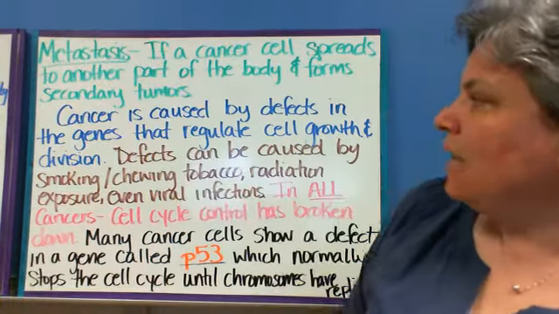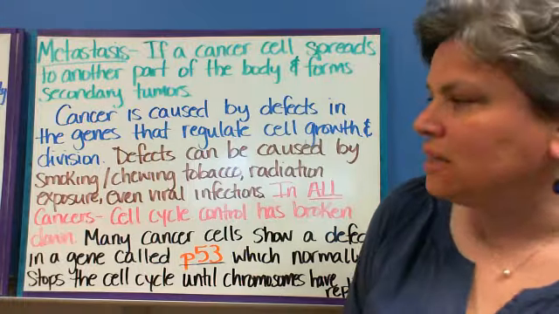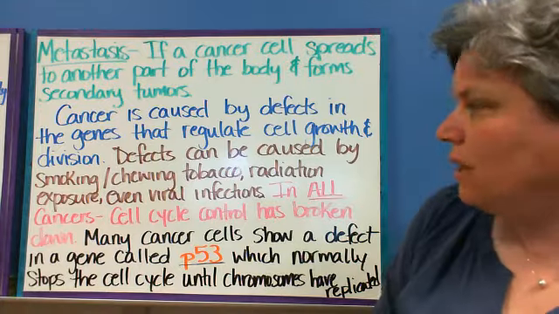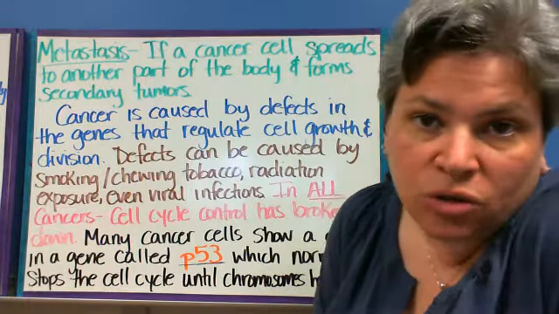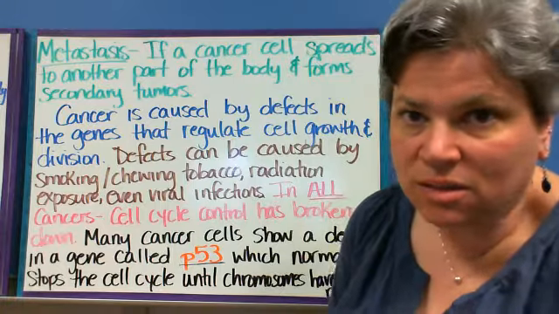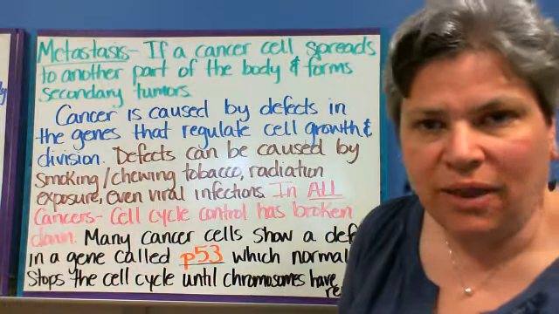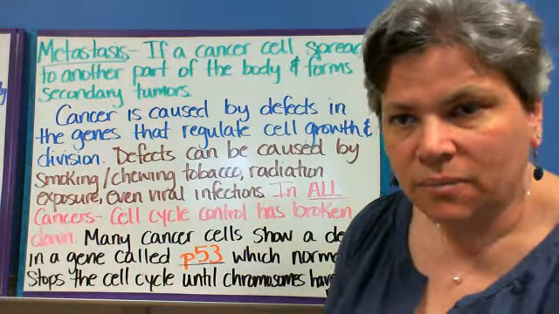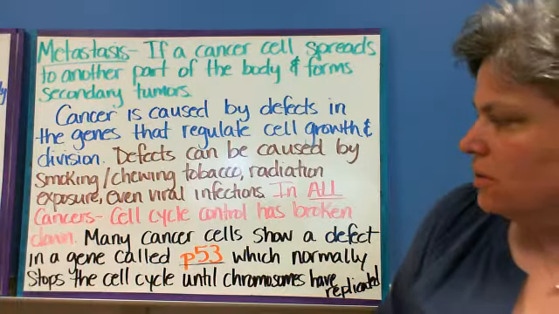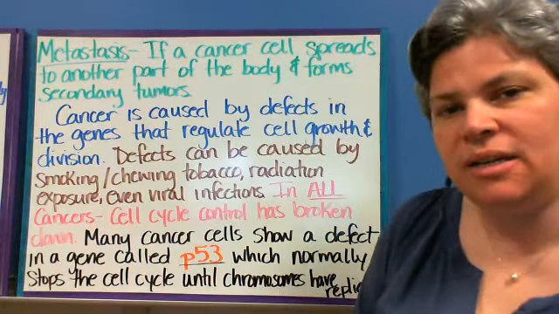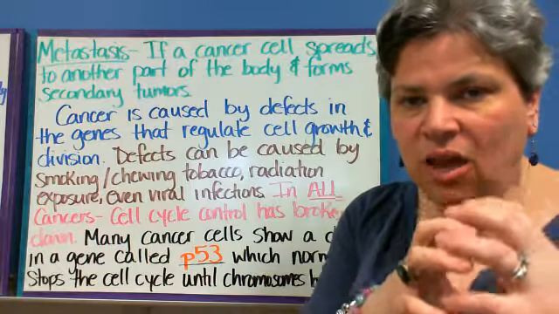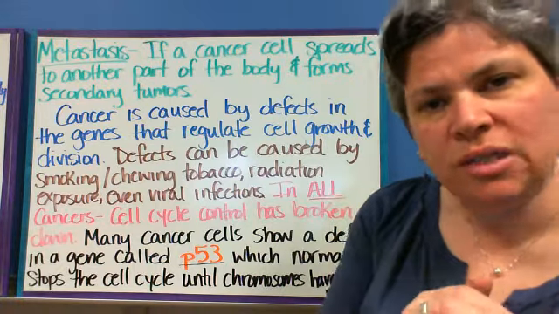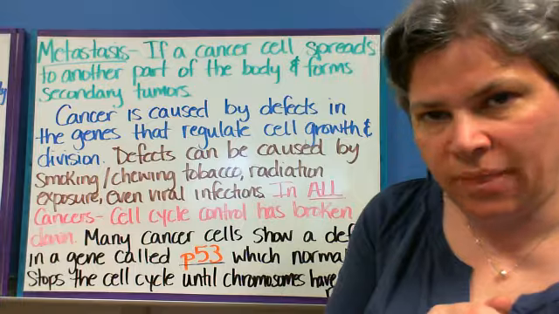Cancer is caused by defects in the genes that regulate cell growth and division. What can cause those defects? Well, smoking or chewing tobacco we know can. Radiation exposure, whether it's ultraviolet rays from the sun or X-rays because something happened to you. Even viral infections. There are certain viral infections that can actually cause cancerous cells. In all cancers, the cell cycle control has been shut down. The idea that we can tell it to stop dividing, we can tell it, but it doesn't listen. And so those cells keep growing and dividing even though we don't want them to.